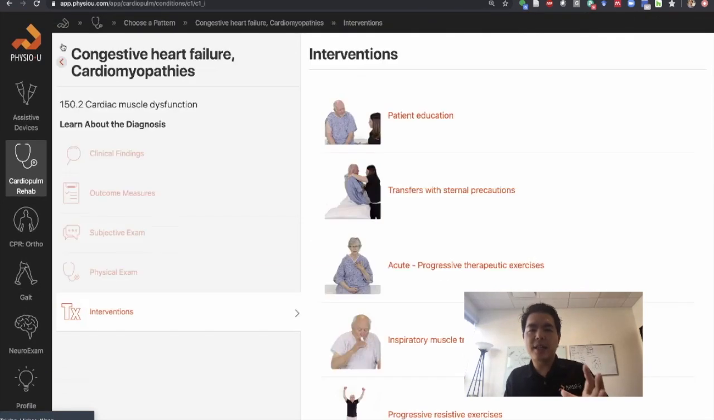So I think this allows you kind of to, in a very quick way, build context, create some connections, and then move on. So that is the cardiopulm app.